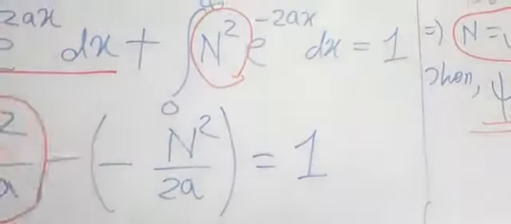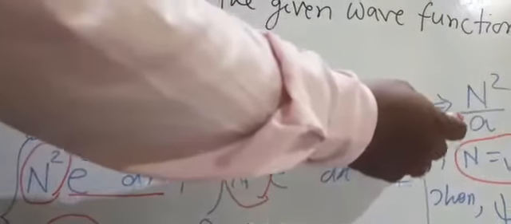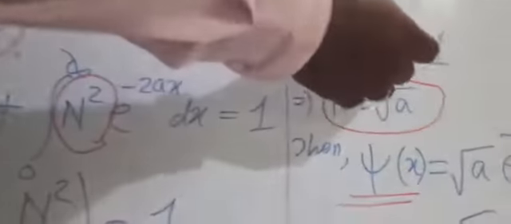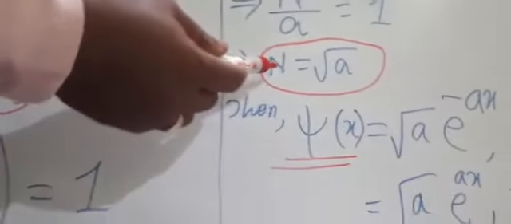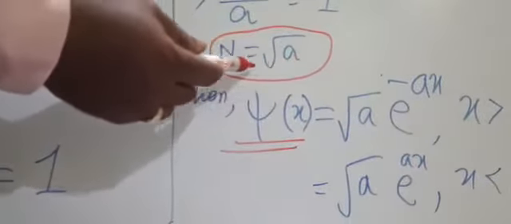So if you add these two terms, the answer will be n square by a. So n square by a is equal to 1, the right side. So n is equal to root a.